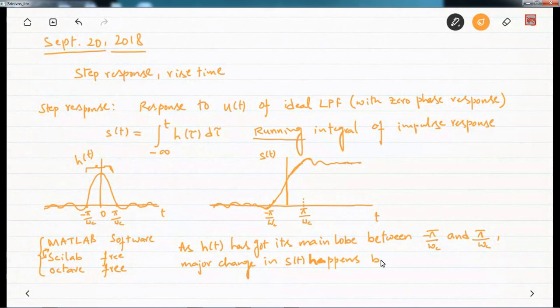happens between minus pi by omega c and pi by omega c. See, what I mean to say is, by the time we start crossing this border and we integrate, we'll accumulate more and more value to the integral, right? So we see the integral is rising from minus pi by omega c, and then it reaches its maximum by the time we reach pi by omega c. By then it gets kind of saturated, and there will be an overshoot and undershoot.